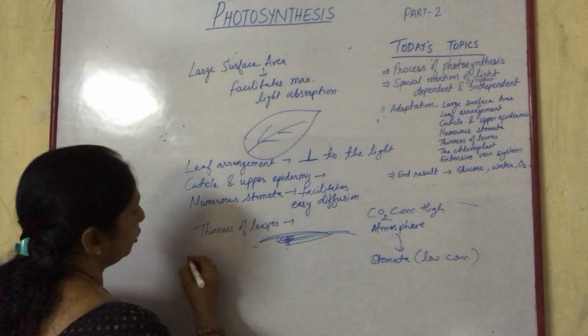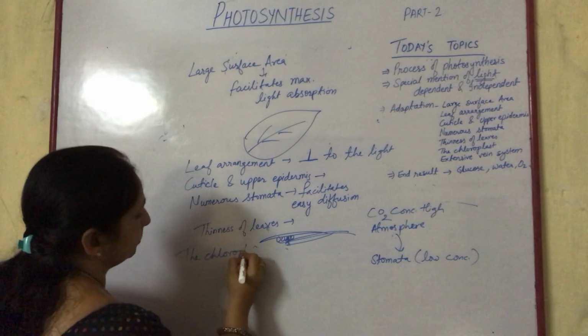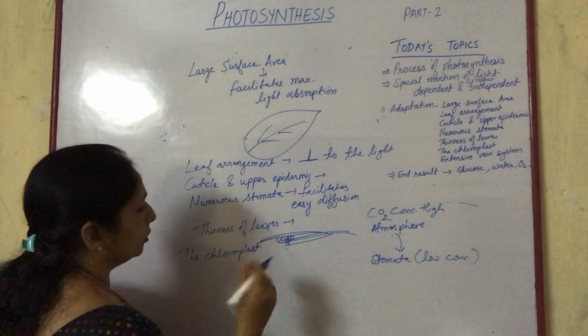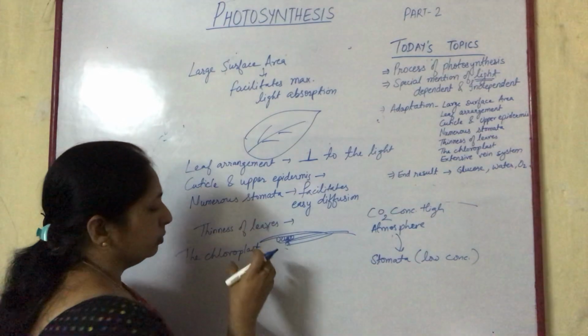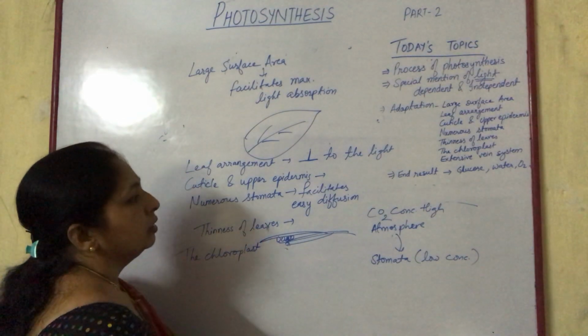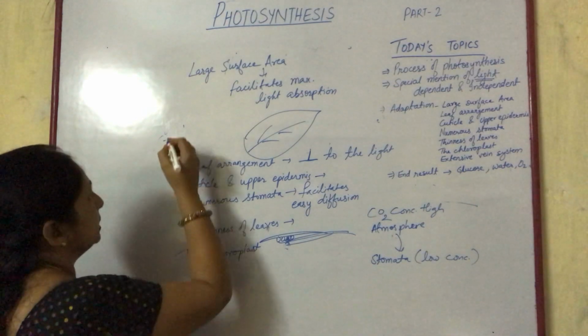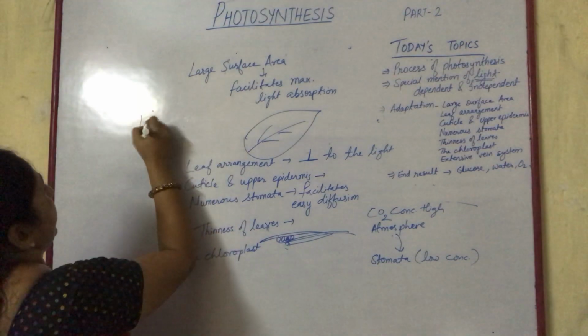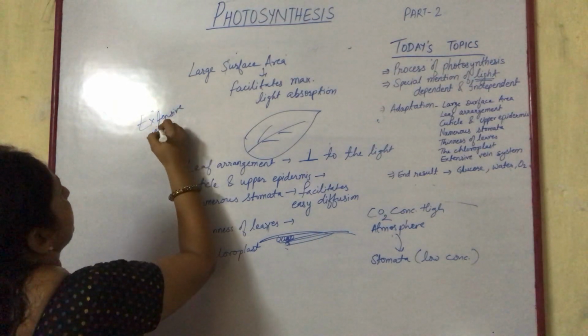Then next is the chloroplast. More the chloroplast, more the photosynthesis. Chloroplasts are the main food factories. So more chloroplast, more photosynthesis. Then next is the extensive vein system.